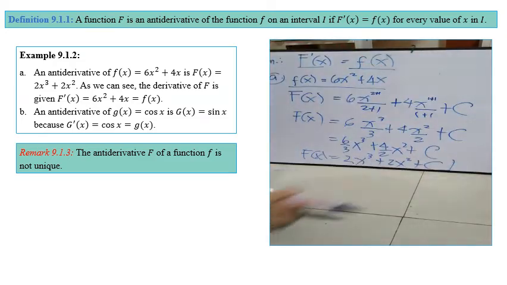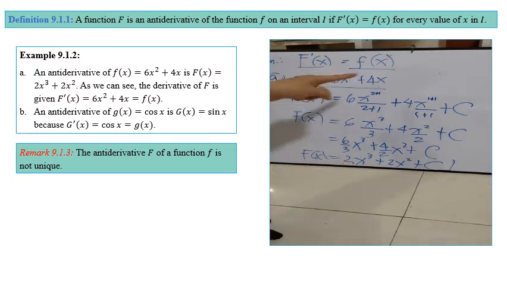Kung i-check natin to class, if tama ba na yan talaga yung antiderivative niya, we can check that one by getting the derivative of this. Kasi di ba inverse lang man sila. So yung final answer ninyo after ninyong kinuha yung antiderivative ng given na function, pwede ninyong ma-check if tama ba siya. I-check natin yung final answer, i-derive natin siya. Kung babalik siya dun sa original na function, which means tama yung nakuha natin na sagot.